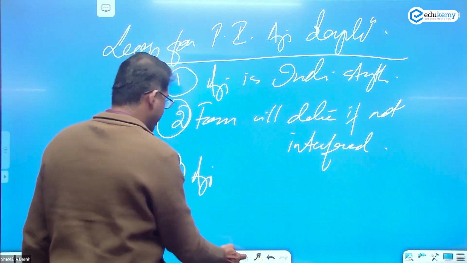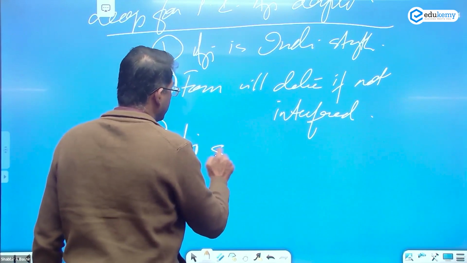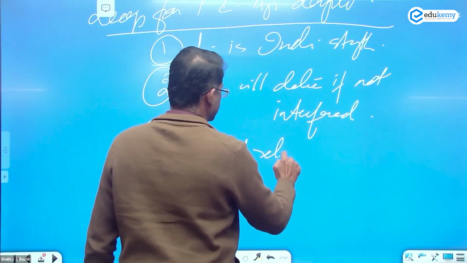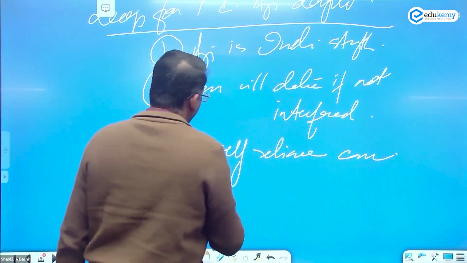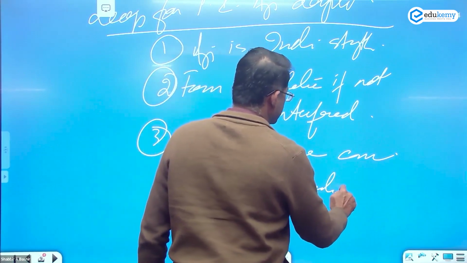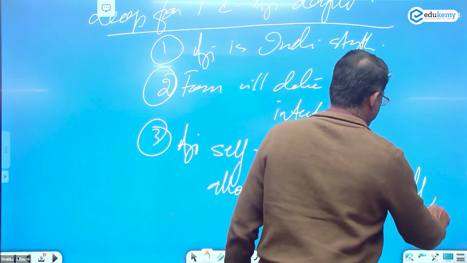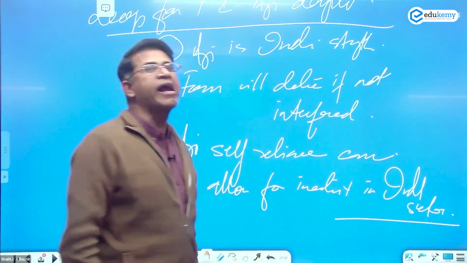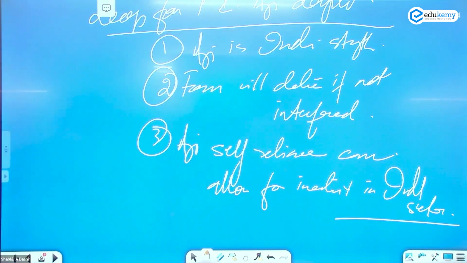agricultural self-reliance can allow for investments in the industrial sector. अब एग्रीकल्चर सेल्फ रिलायंट हो चुका है, let's focus on industries. Have you got the point here?